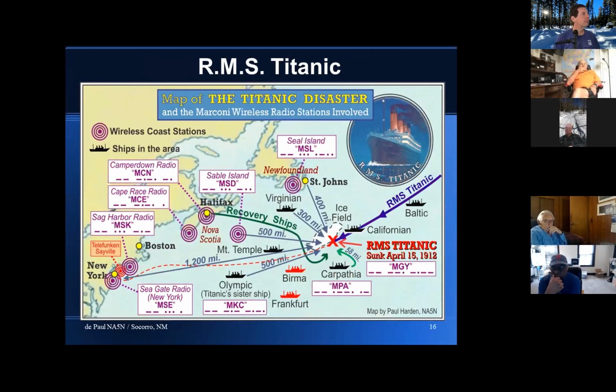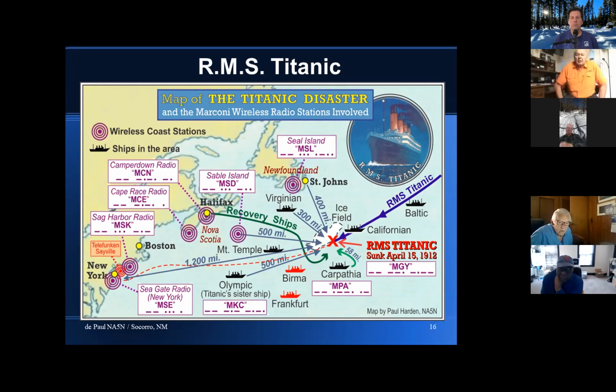Okay, here we are at ground zero. This is the way things looked at the time when the Titanic sank on April 15th. We've got the Titanic in the ice field. Incidentally, the Titanic did receive an iceberg warning from either Seal Island or Sable Island in the Marconi system about icebergs in the area. We see that it's 400 miles from St. John's, and again 1,200 miles from New York.